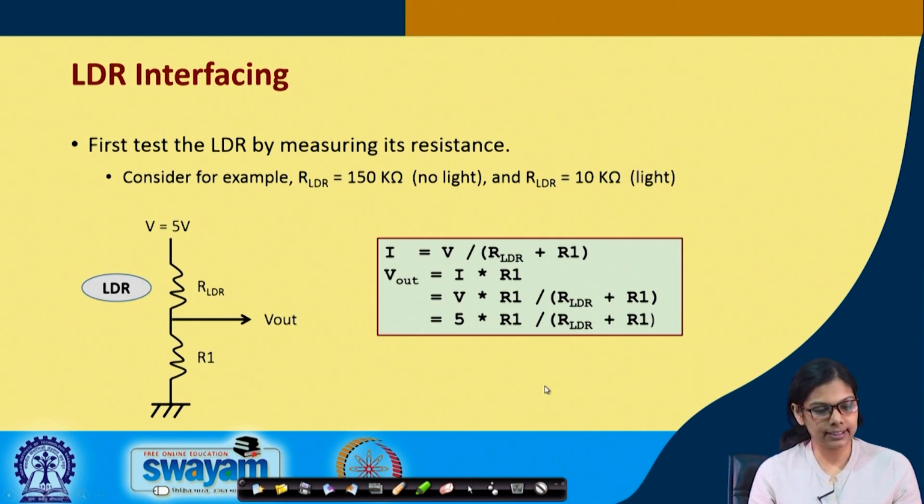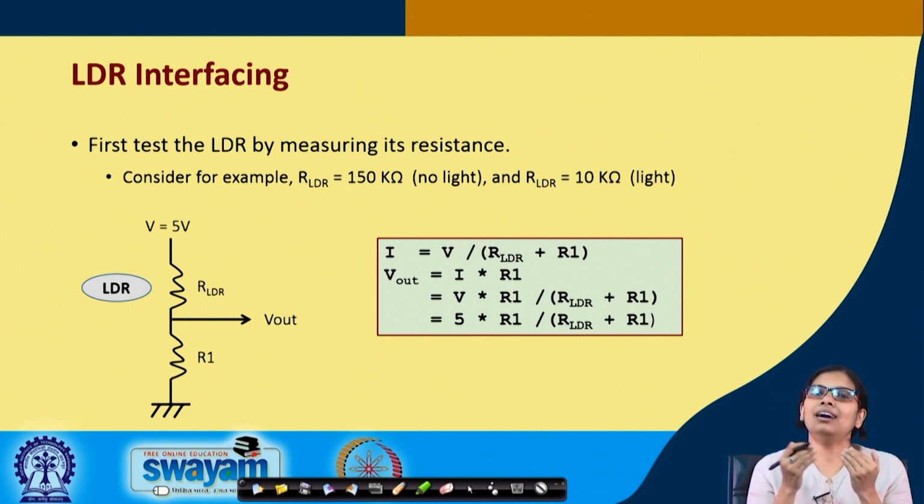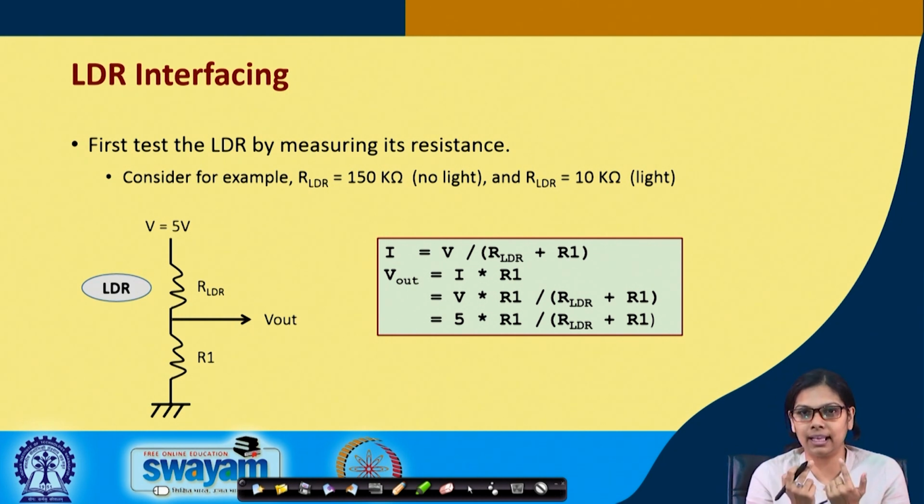Now, let us see this LDR interfacing. We need to first test the LDR by measuring its resistance. In this room there is ambient light. Maybe in another room the intensity of this light might be different, right? So, depending on that, at what value this LDR will change its state, or work, depends on the application we are thinking of. It is dependent on all these parameters.